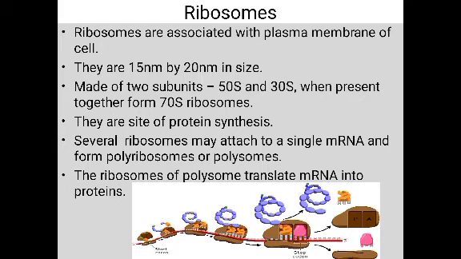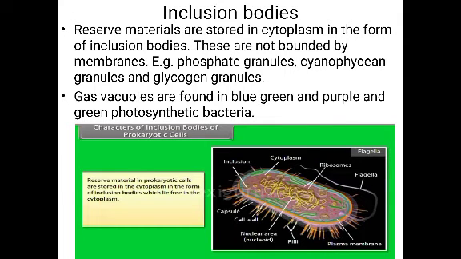Then next are the inclusion bodies. The reserve materials in prokaryotic cells are stored in the cytoplasm in the form of inclusion bodies. All the reserve materials stored in the cell form the inclusion bodies, and they are not surrounded by any membrane, so they lie free in the cytoplasm. For example, phosphate granules, cyanophycean granules, glycogen granules. These are all inclusion bodies seen in prokaryotic cells.